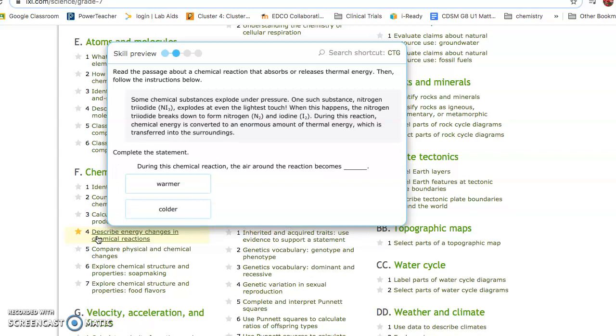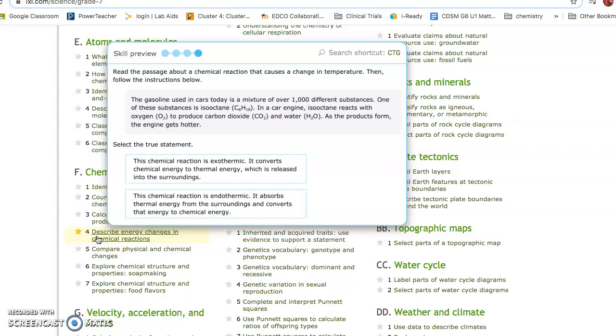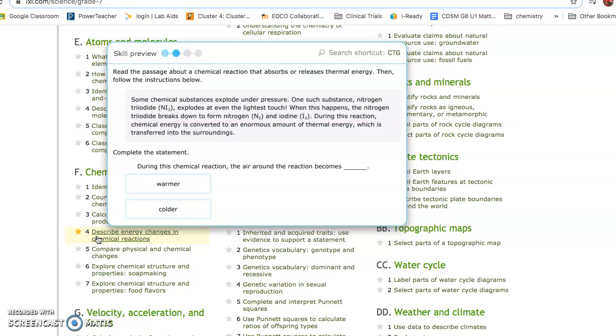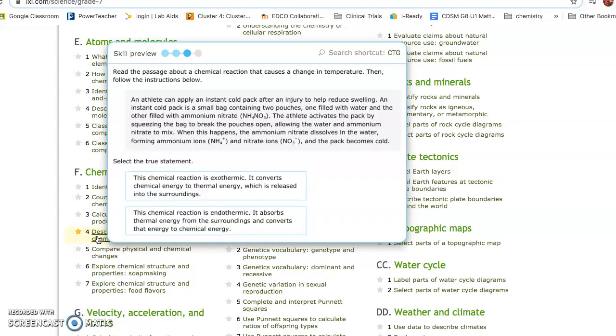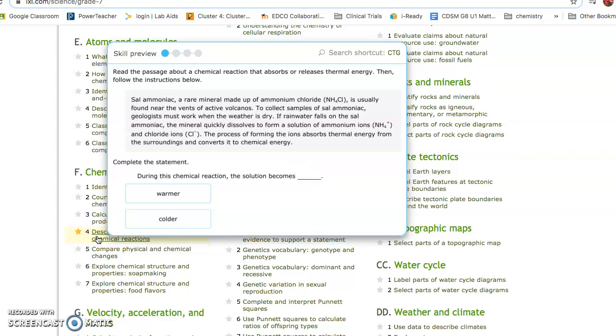And you are going to read the passages, and you're going to decide what's happening in the reaction in terms of energy. Is it exothermic or endothermic? Is it warmer or colder? So these are tricky at first. Read them carefully, read them a couple of times, do your best. Let's see how we do.